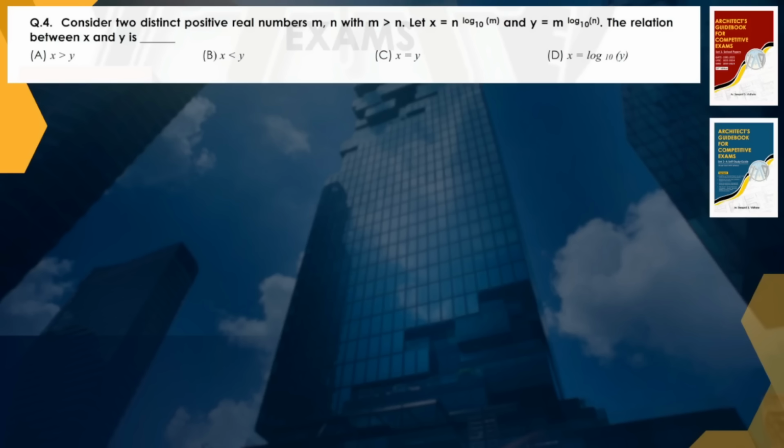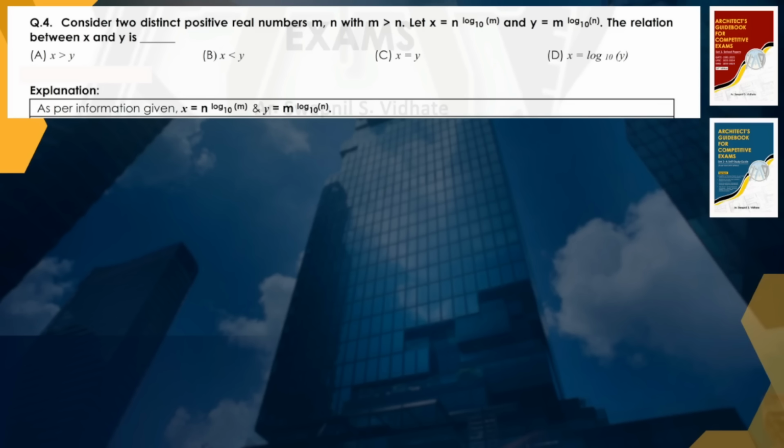Question 4 is: consider two distinct positive real numbers m, n, with a condition that m is greater than n. Let x equal to n to the power log m to the base 10 and y equal to m to the power log n to the base 10. The relation between x and y is which of the following? Option A says x is greater than y, B says x is less than y. Option C says x is equal to y. Option D is x equal to log 10 log y to the base 10.